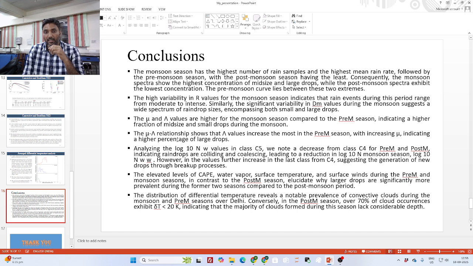The high variability in R values for monsoon season indicates that rain events during this period range from moderate to intense. So during the monsoon season, you will see moderate rain events occurring, but you will also see intense rain events occurring. So the variability during the monsoon season is very high. Similarly, the variability in DM values during the monsoon suggests a wide spectrum of raindrop sizes. You will find very small drops, but you will also find very large drops during the monsoon season. So there is high variability in rainfall during that season over Delhi.